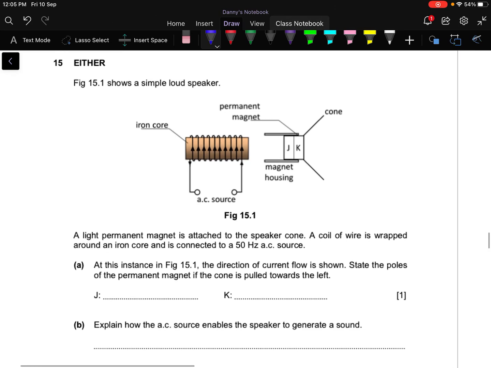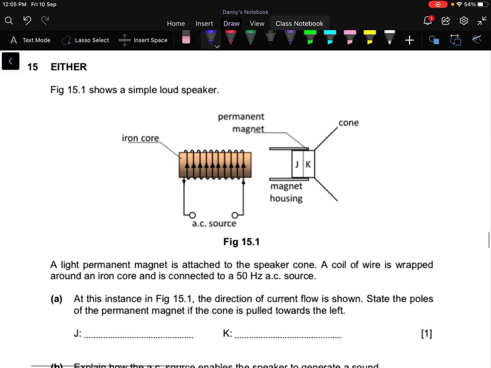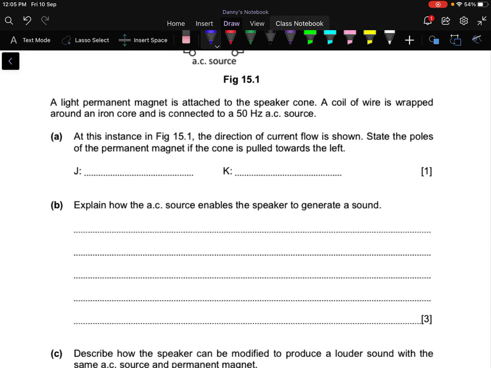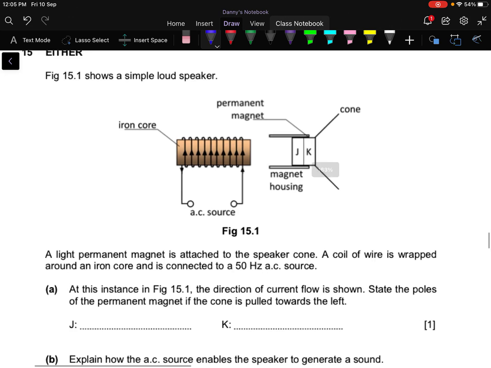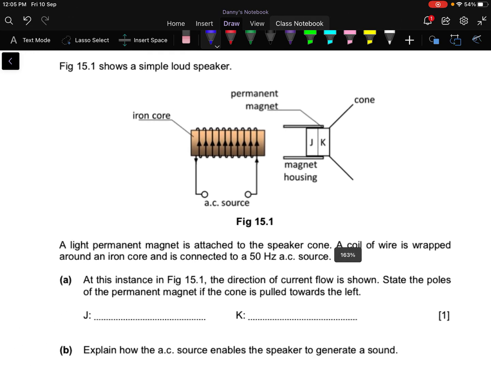Okay, finally, the last question. This is on electromagnetism. Should be a straightforward question. In fact, I am expecting most of the candidates to get their score from here. So let's take a look at how we approach each of them.